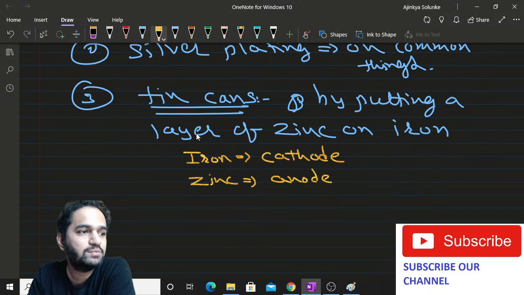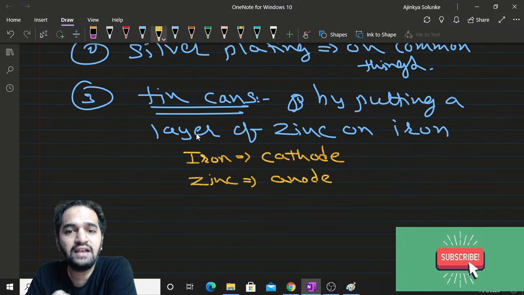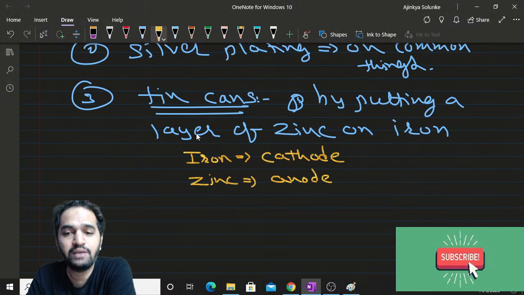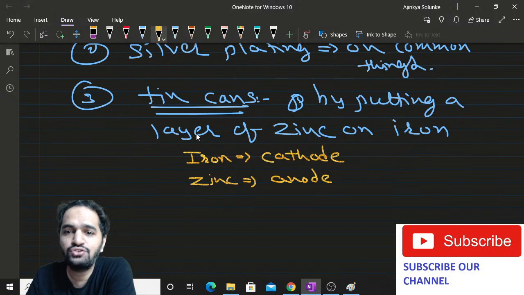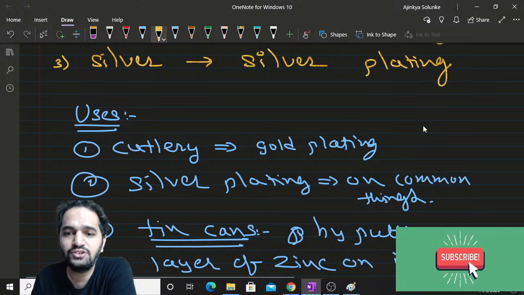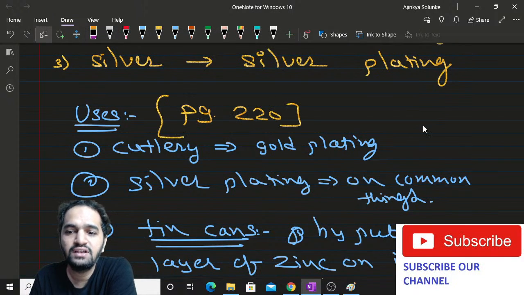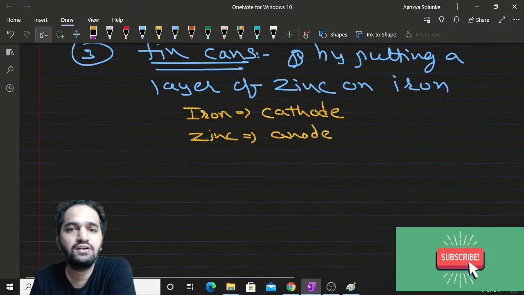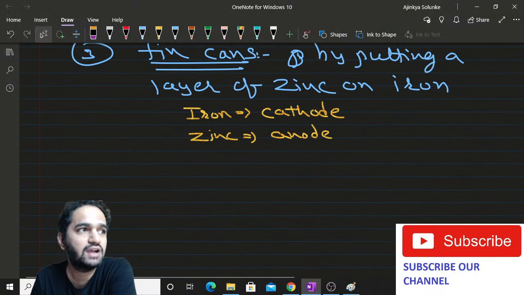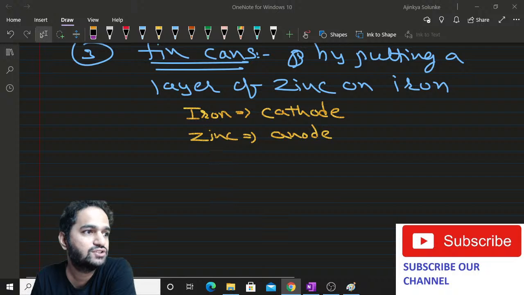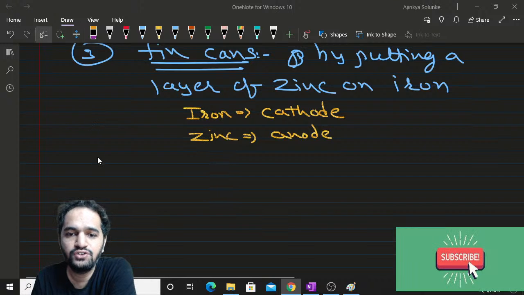So it has not been written there in your textbook. Just write it down before that use. You have ample space there in the applications, in the uses, available on your last page, page number 220. Can you please come to page number 220 of your textbook, and just write down there: iron will be attached to cathode and zinc will be attached to anode. Fine.